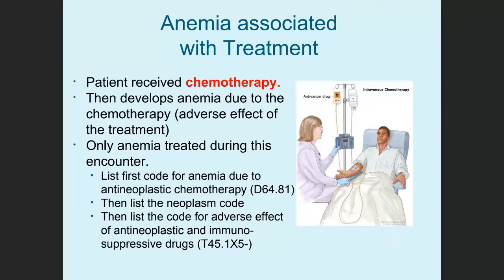Sometimes a patient develops anemia not due to the cancer, but due to the treatment for the cancer. So for example, a patient may develop anemia due to chemotherapy. If only the anemia is treated during a specific visit, code first the anemia due to chemotherapy, which is D64.81, then the neoplasm code and the code for adverse effect, which is in the T section. The T45.1X5 code needs a final digit to indicate initial visit, subsequent visit, or sequelae. These are really easy to forget, so be sure that you add that.